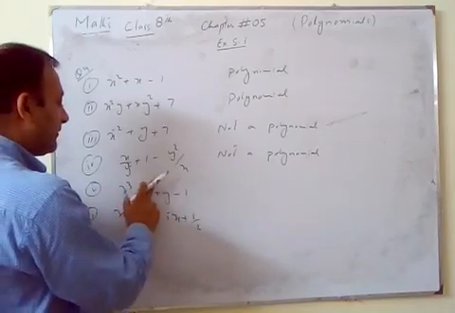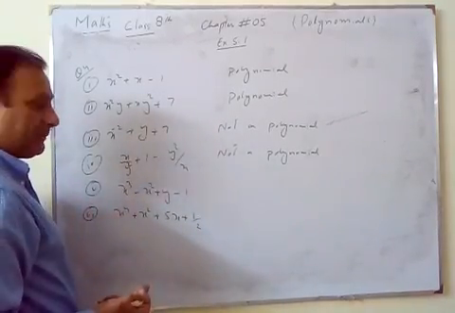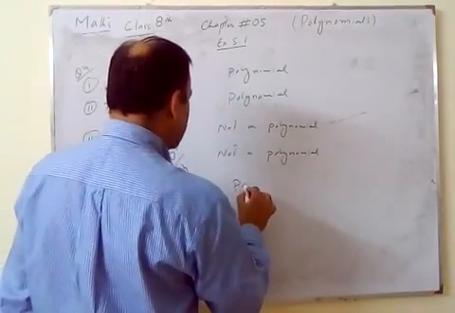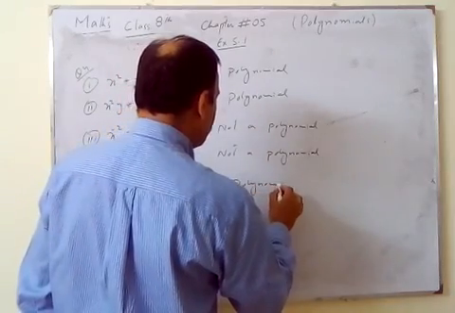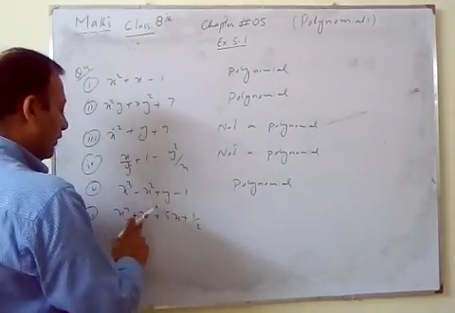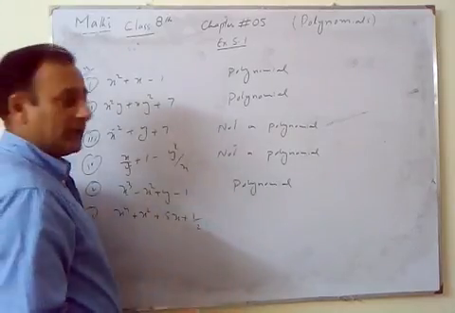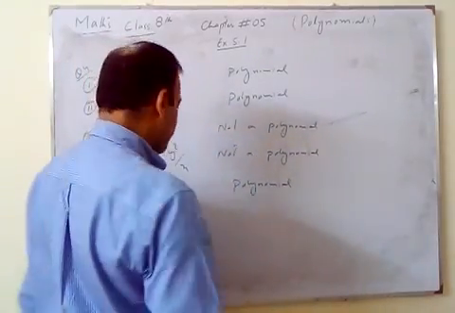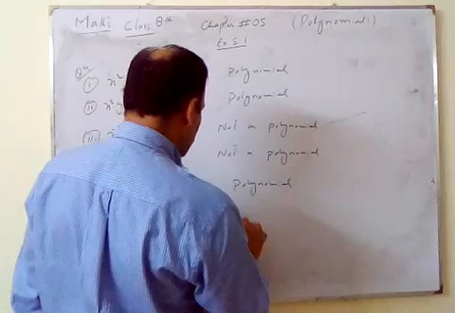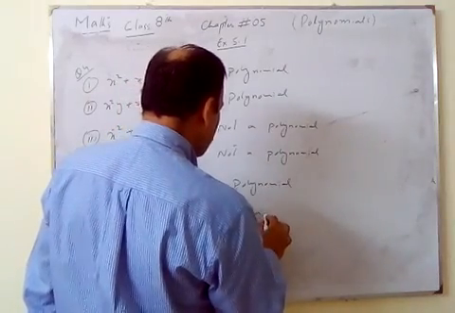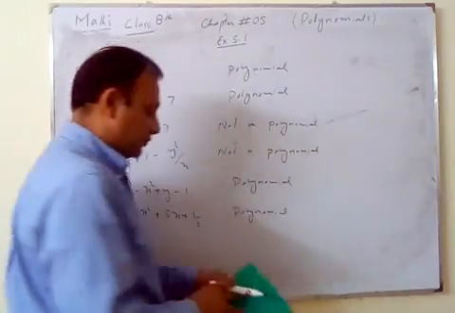x power 3, x power 2, y power 1, all powers are positive. So in this case, we say that it is a polynomial. x power 4, x power 2, x power 1. So the powers of x are all positive integers. So it is a polynomial. So these are the things.